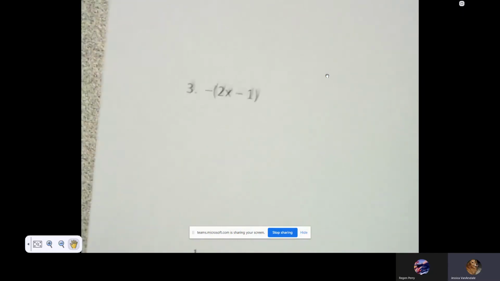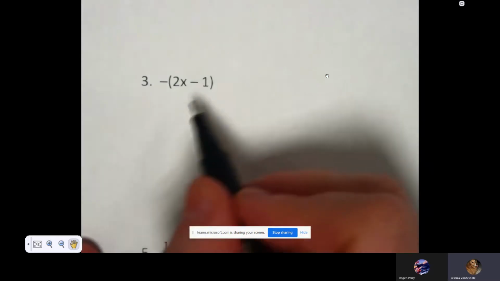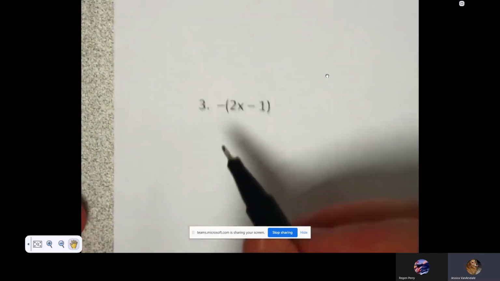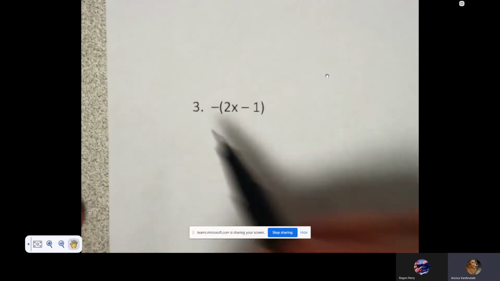Okay, let's do number 3. Okay, this one looks funny. Okay, focus. Number 3. So right away, we have this negative sign here that's kind of weird looking, right?